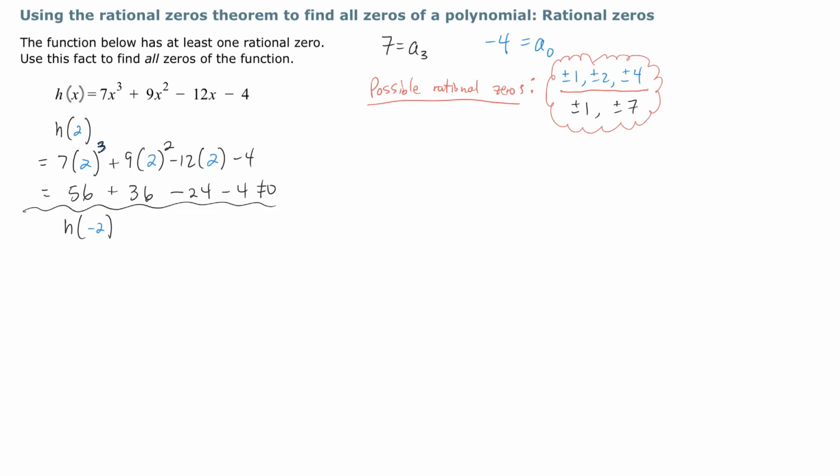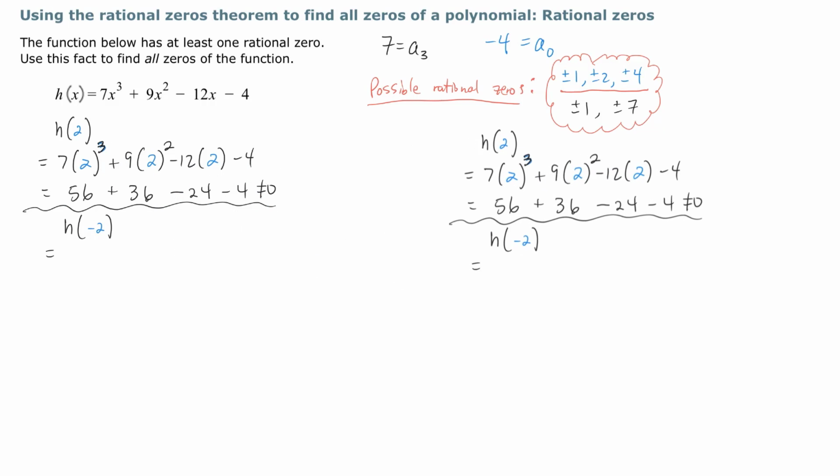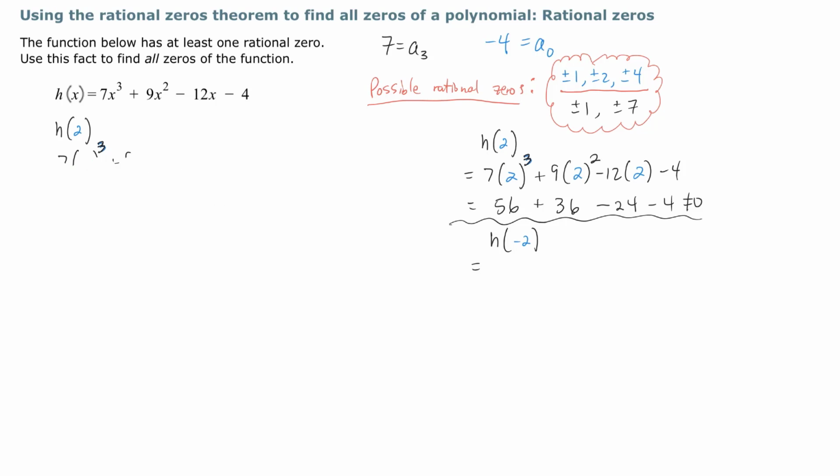H of negative 2. I'm going to move this work. I should have done this work off to the side. I apologize. I'm going to move it over here so I can save myself some room. A lot of times I would put my important work aside.